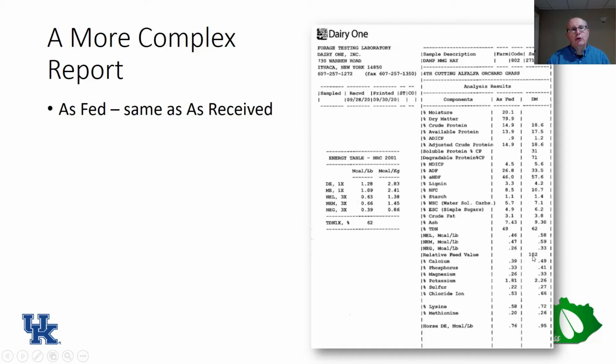I did want to show you a more complex report. This one is from Dairy One, also a certified laboratory. And Dairy One uses a different terminology for that as received column. They call it as fed, but it's the same thing. The calculations are based on the fresh weight as received by the laboratory.